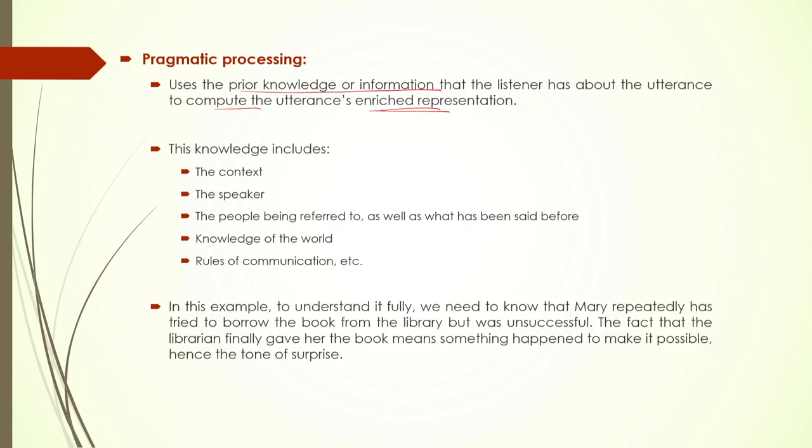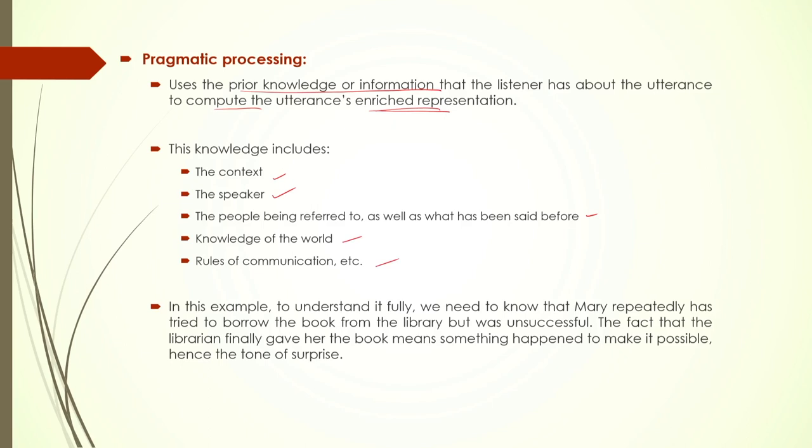This pragmatic knowledge can be broken down into the context, the speaker, the people being referred to, knowledge of the world, rules of communication and so on. In this particular sentence, if the speaker differs, the meaning might differ. The speaker might be jealous of Mary, that she finally managed to get the book. That is also possible. So the knowledge of the speaker and his or her intentions remains an important part of this processing. So these are some basic parts of pragmatic processing.